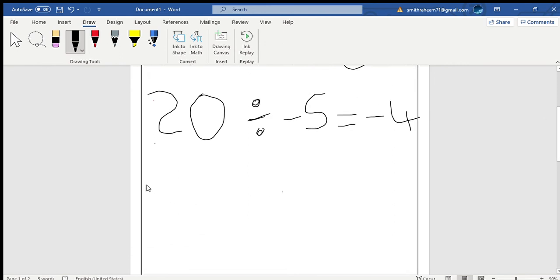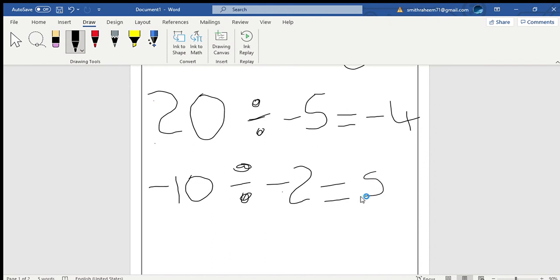Alright, let's say you have a negative 10 and you want to divide negative 10 by a negative 2. Your answer will be a positive 5.